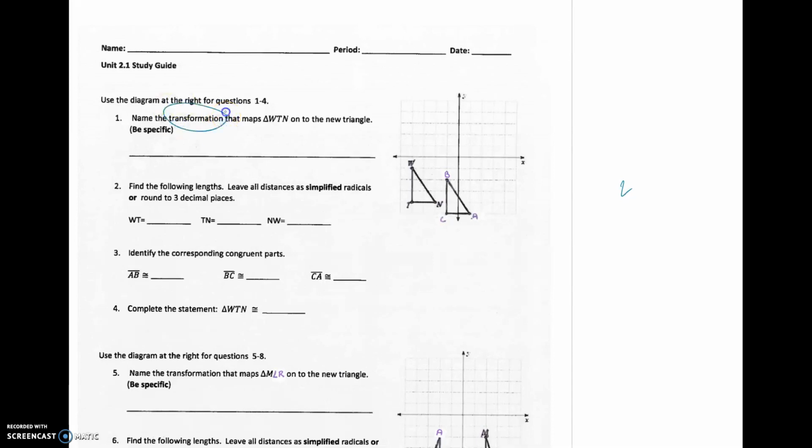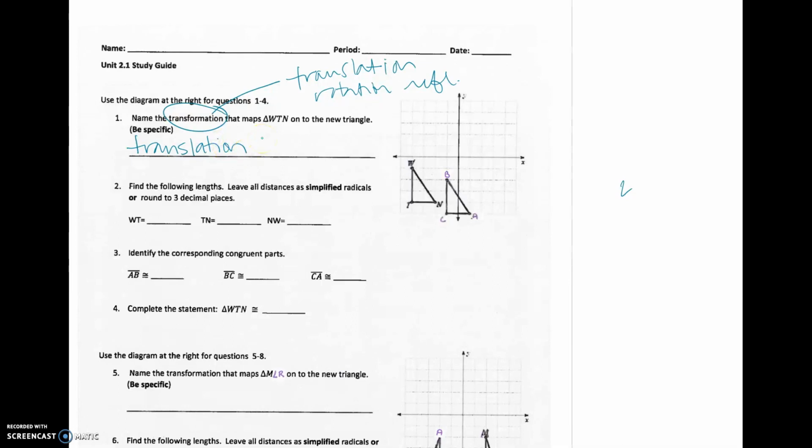So remember, when it asks for the transformation, what I want to know is: is it a translation, a rotation, or a reflection? Or is it a dilation? I don't think we'll see any of those. So looking at this, it's a translation. So you've got to use the word translation.